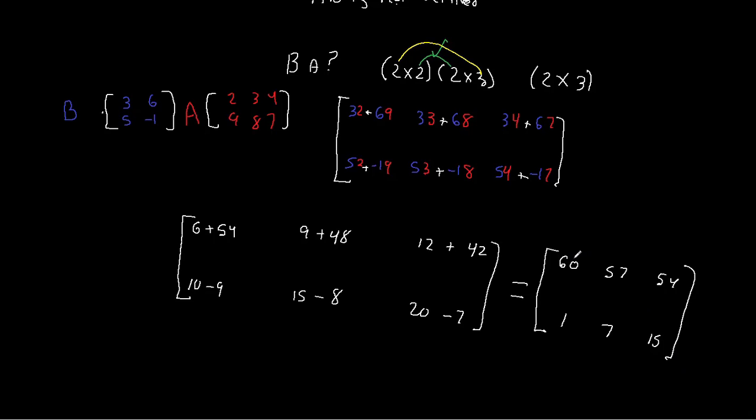Hopefully I did the arithmetic right in those additions, but you get the idea of where this is coming from. So again, it's the row vectors of whatever the first matrix is times the column vectors of whatever the second matrix is. So hopefully this makes sense, and if you have any questions, please reach out.